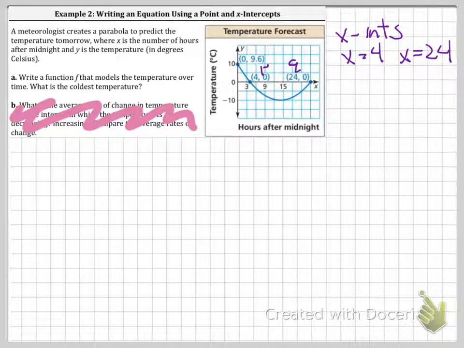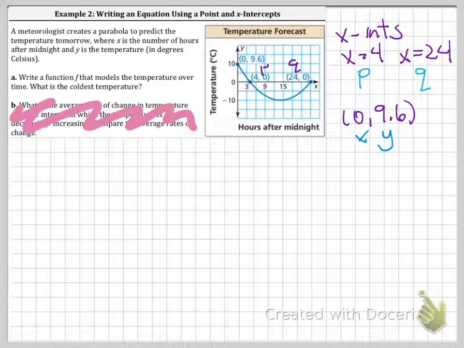Again, I'm just going to call that our P and Q. So here's P, and here's Q. And then we're given the point (0, 9.6). And this will be our x and y. So we're given two intercepts and a point, so we're going to use the intercept form.